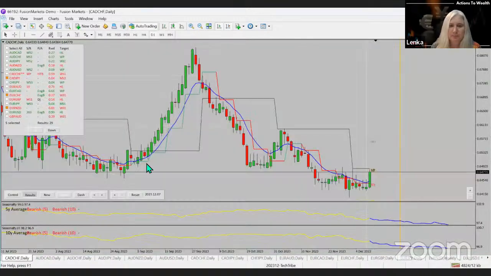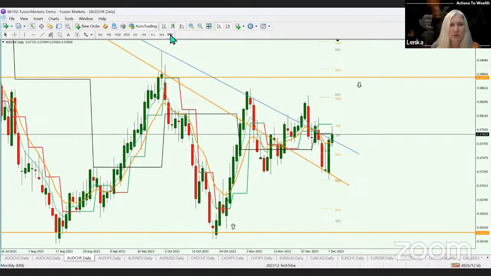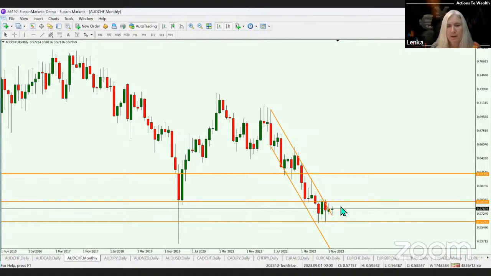Okay. What about AUD-CHF? AUD-CHF, probably still short. AUD-CHF, let's have a look. On the monthly, we're still in that zone to be going either sideways or short.